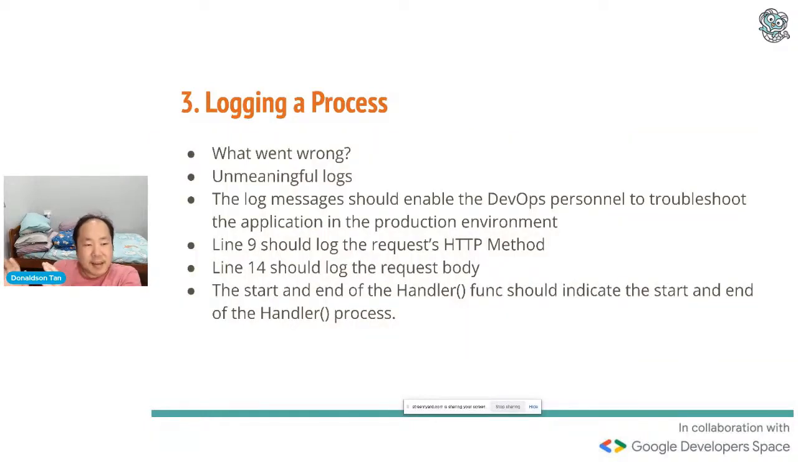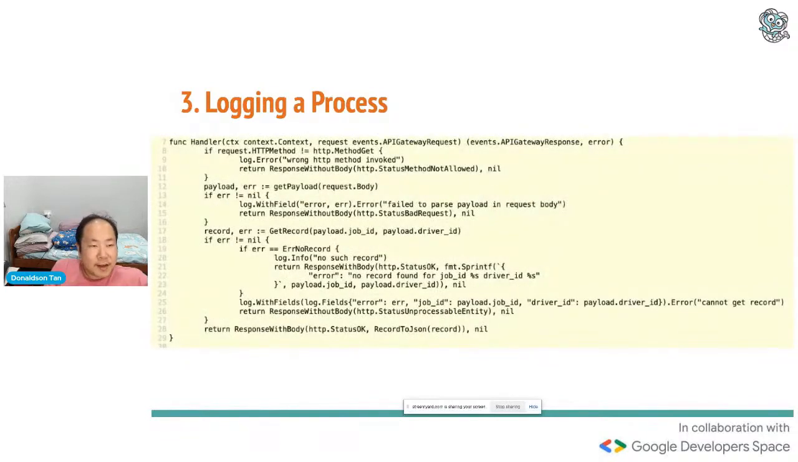So the key thing is that the log messages must enable the DevOps personnel to troubleshoot the application. When you look at the code, there are certain problems here. If you look at line 9, it just says it's the wrong method. But when you want to troubleshoot, you want to know what was the actual method being called, so you need to log the actual method name. These are things you need to know to make sure that your logging is useful.